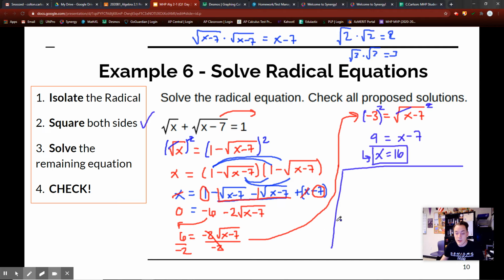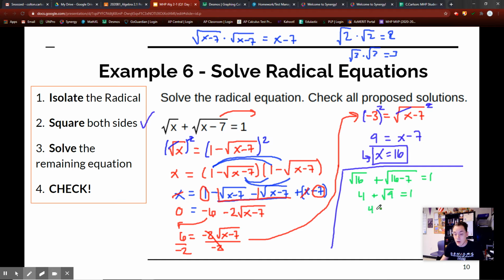One last thing we need to check. Okay, you have to check it. You have to. It's not an option, all right? You have to actually check it. So what happens if I plug 16 into my original equation right here in black? I have radical 16 plus radical 16 minus 7 equals 1. This is going to be 4, and then plus this right here is just 9, so radical 9 equals 1.